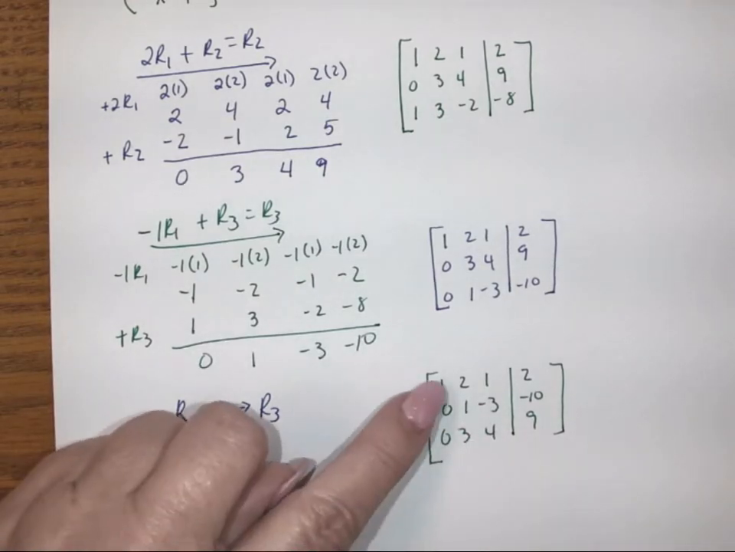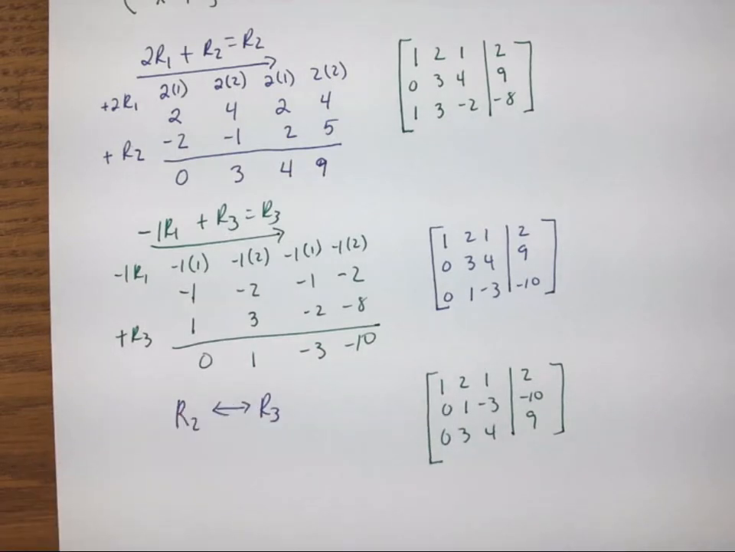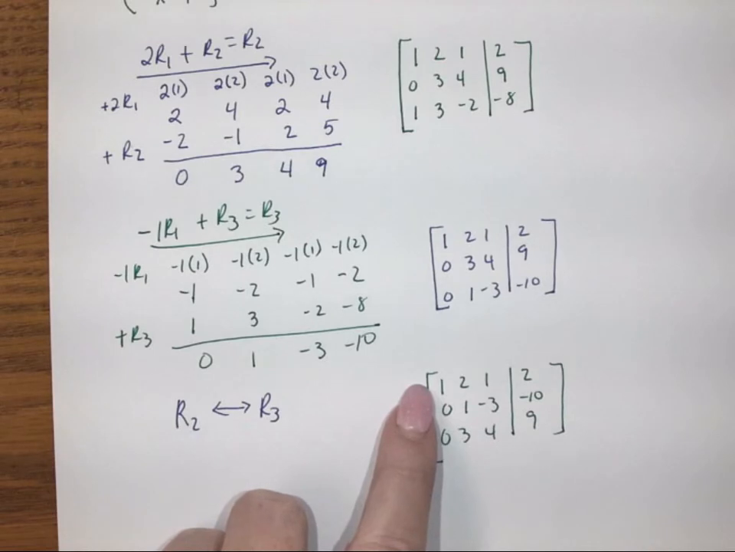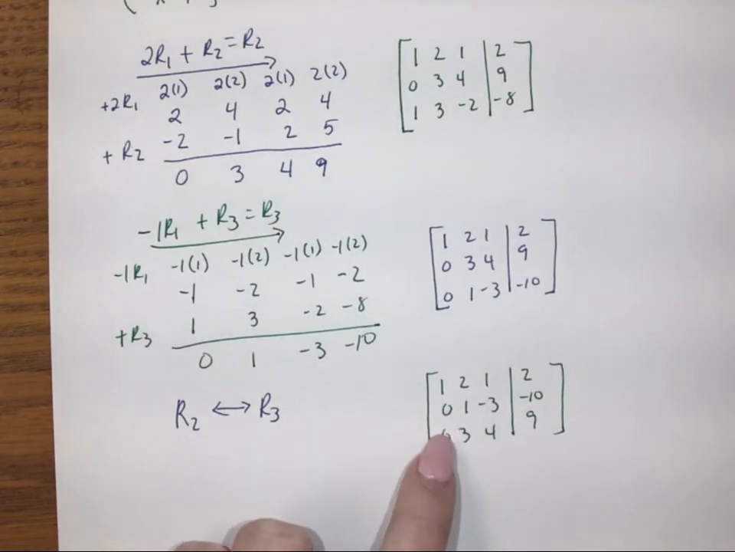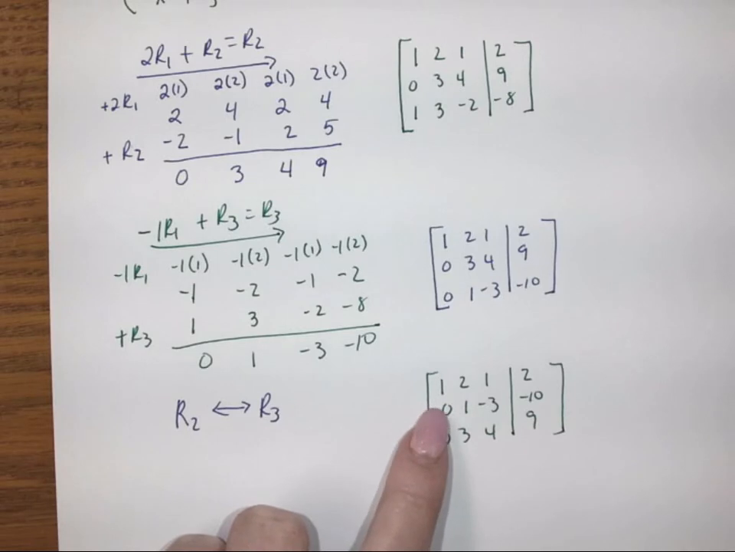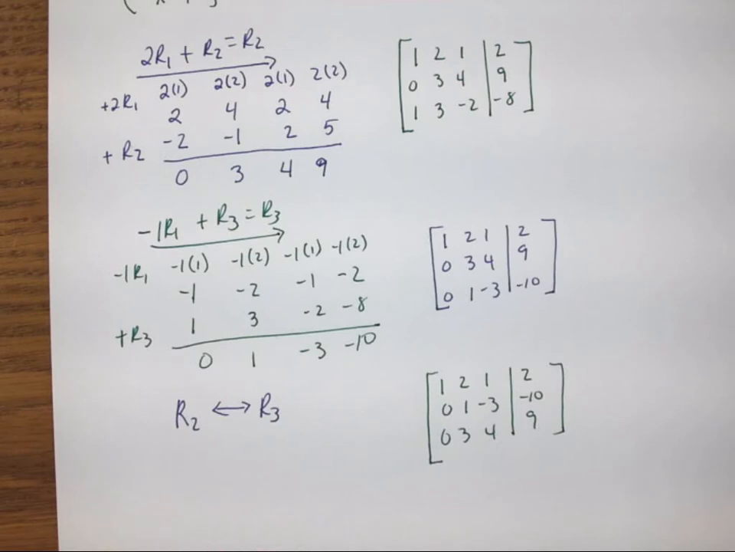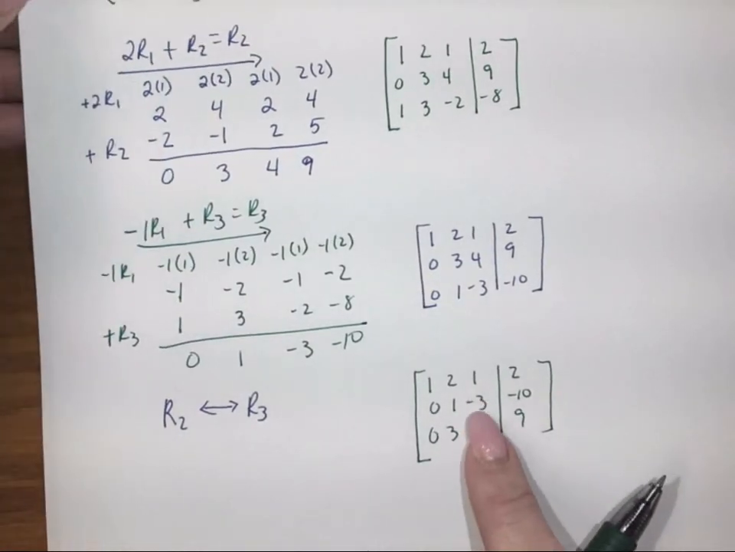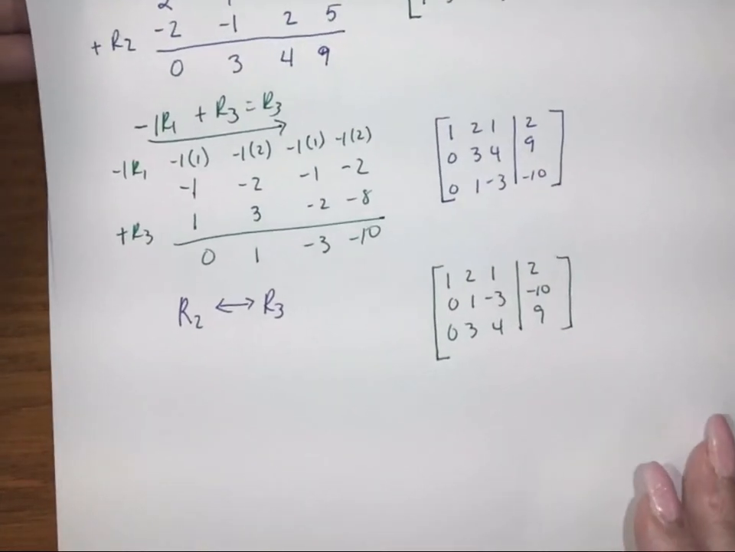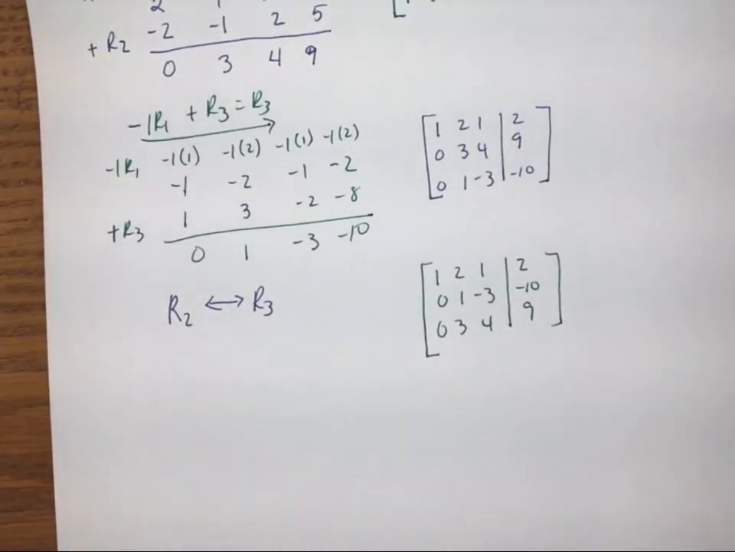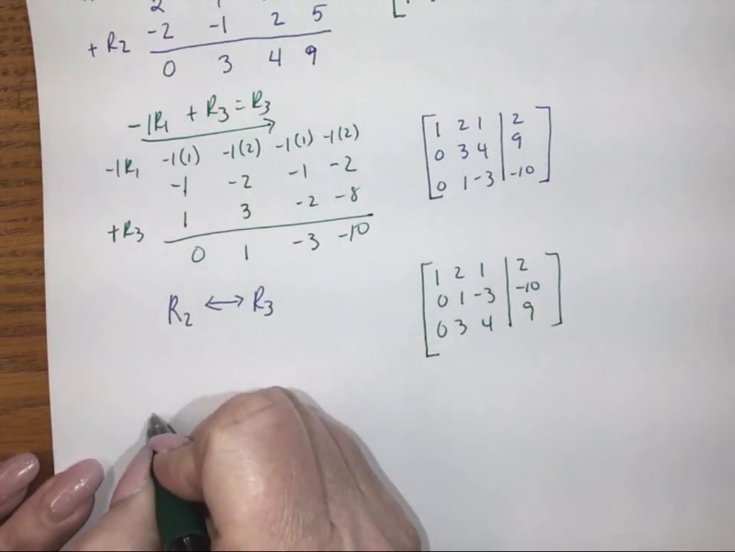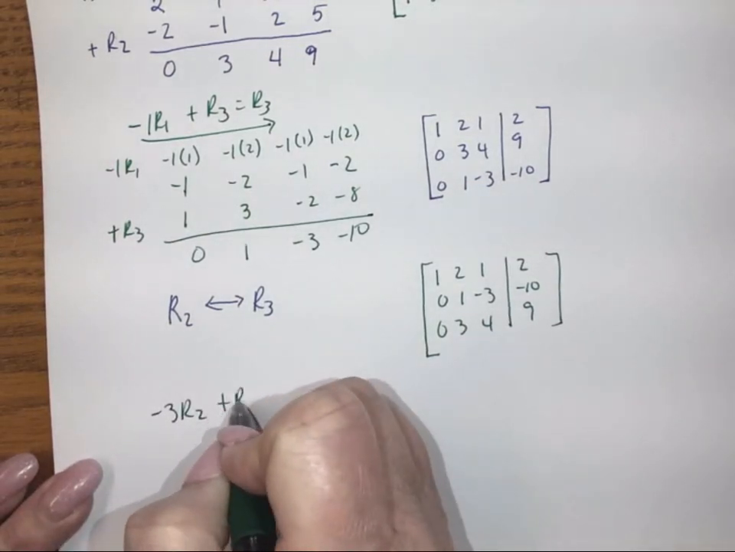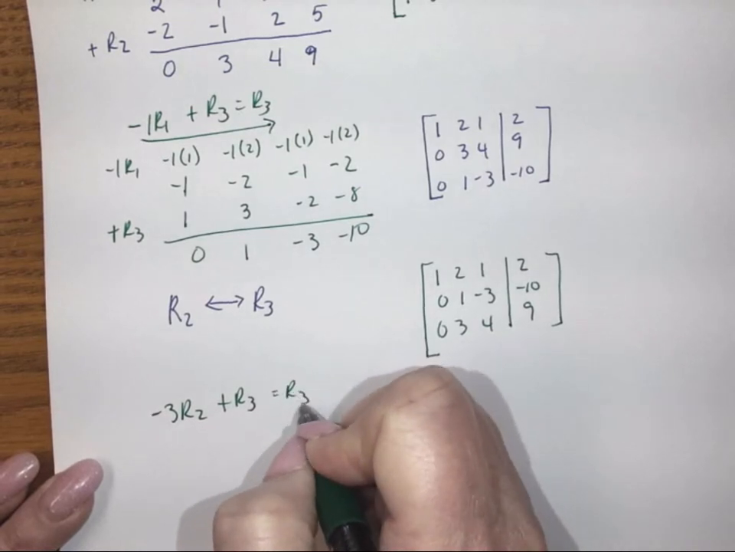We can't use row 1 anymore to change our values, because if we multiply by anything on here and then add it, these won't stay 0. So now we can only use row 2 to get us a 0 on row 3. So we're going to use row 2. We need a negative 3, so we'll multiply row 2 by negative 3 and add it to row 3. So negative 3 times row 2 plus row 3 will find our new row 3.